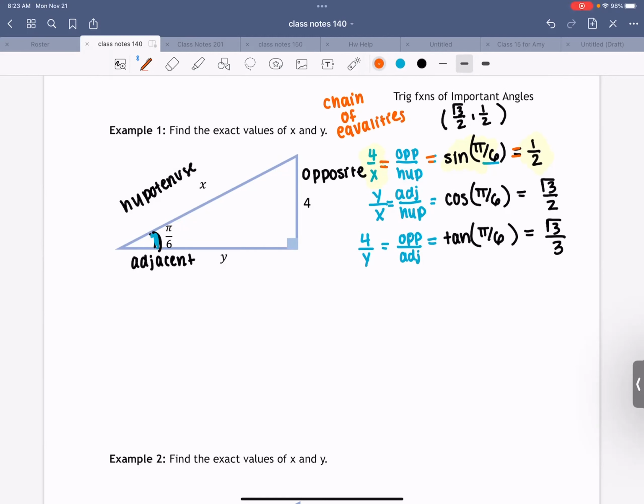But if these are all equal, I know that if I take any two things in this chain, they're still going to be equal, okay? It looks kind of funny at first when you do this, but I can take anything in this string of equal signs and I can set them equal to each other. And I think an easy thing to do here would be to set 4 over x equal to 1/2. Does everyone see how I did that?